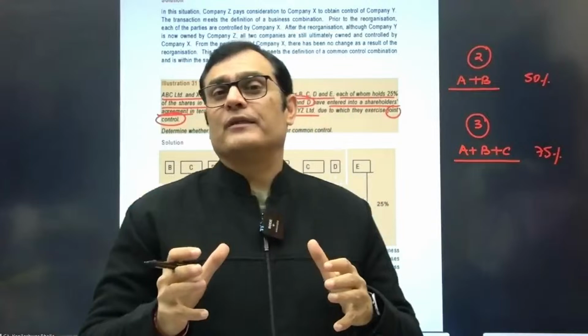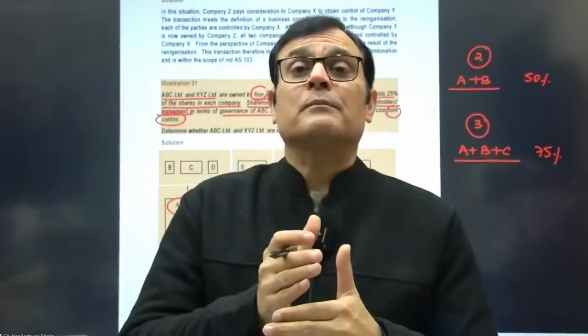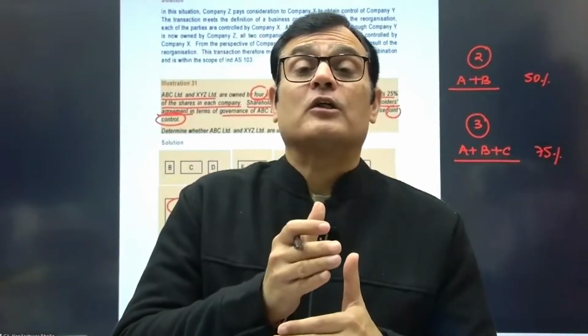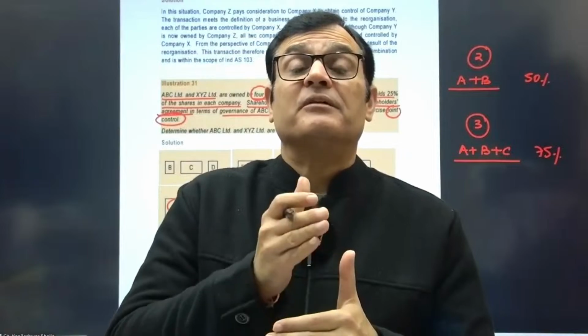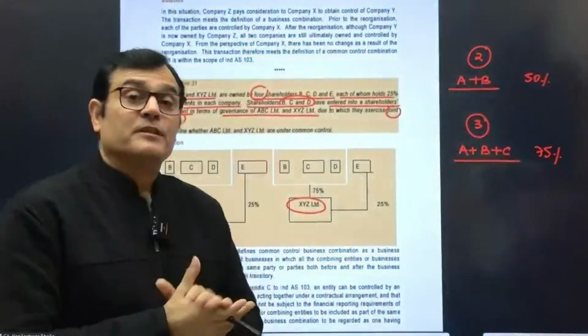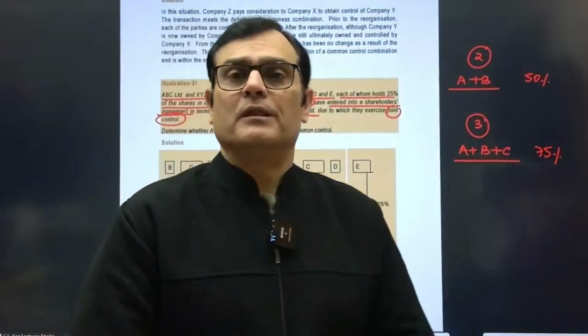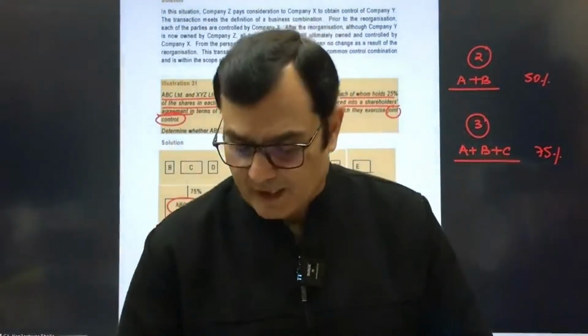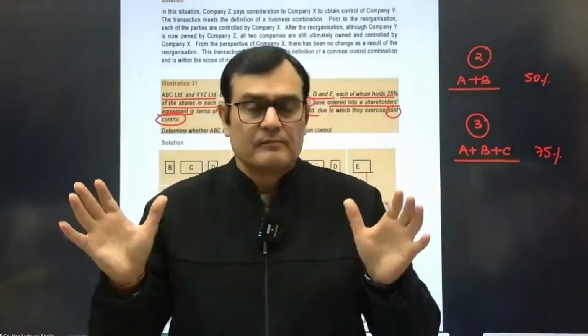If you want to prove that it's a common control, what is important is the presence of a contractual agreement between the group of shareholders. If the contractual agreement is not present, it cannot be a common control transaction. Let's put it like this.